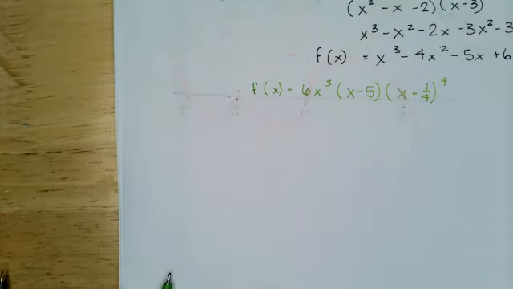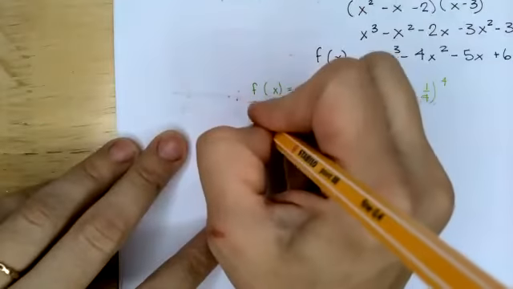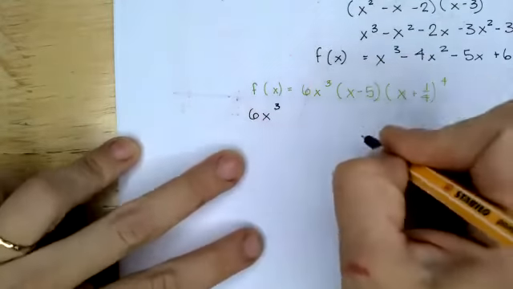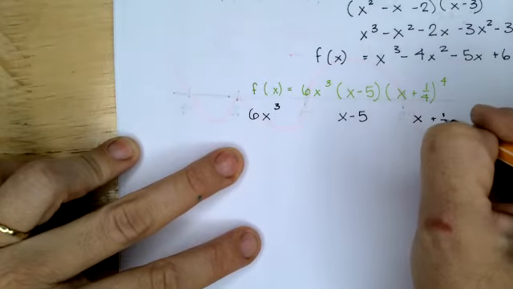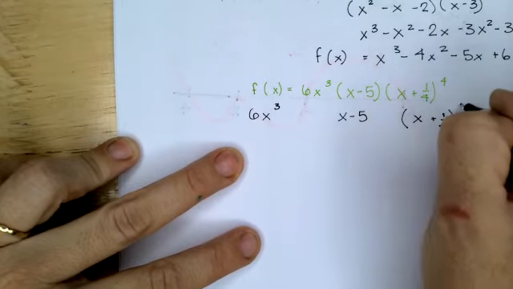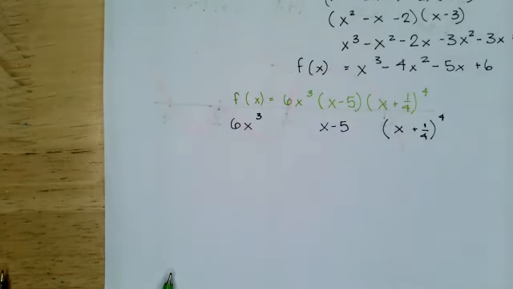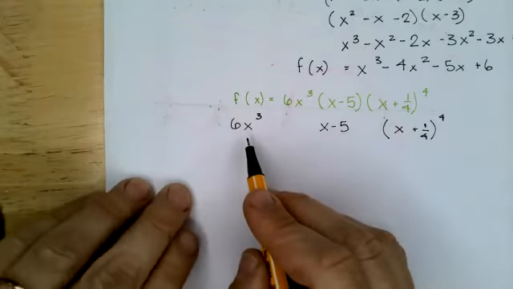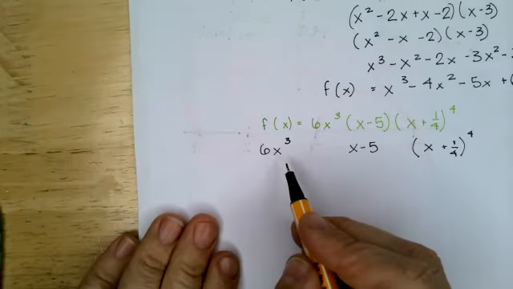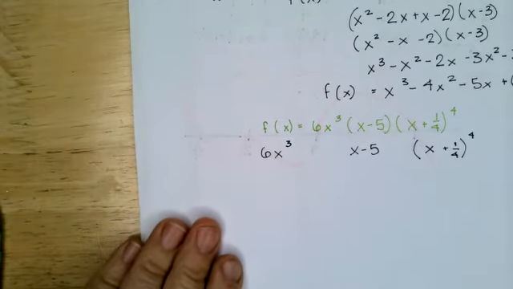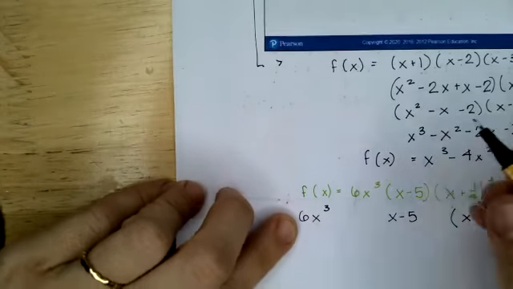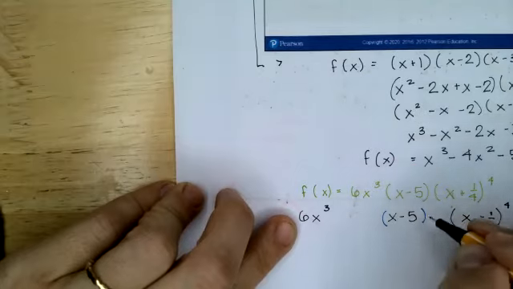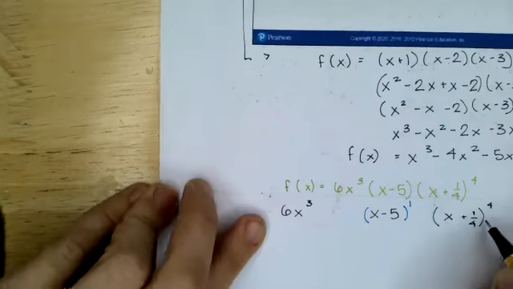Okay, so we have the factors 6x to the 3rd, x minus 5, and x plus 1/4 to the 4th. So when we're thinking about this as a real zero, 6x to the 3rd, its multiplicity is 3, right? This multiplicity is 1, this multiplicity is 3, this multiplicity is 4.